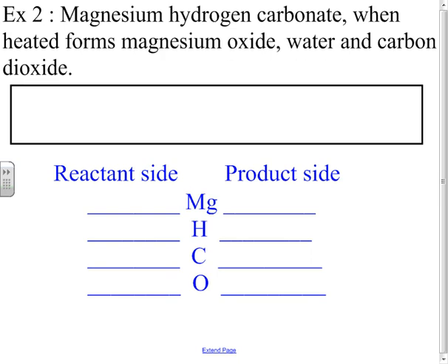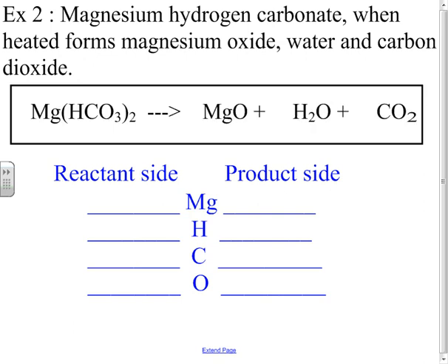Go through a couple more. Magnesium hydrogen carbonate, when heated, forms magnesium oxide, water, and carbon dioxide. Again, make sure you get the skeleton equation correct. If I thought magnesium hydrogen carbonate had this chemical formula, this would be an impossible reaction to balance. So again, make sure you've got all your reactants written correctly.